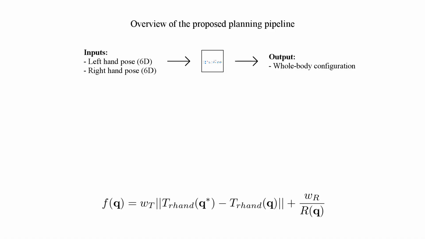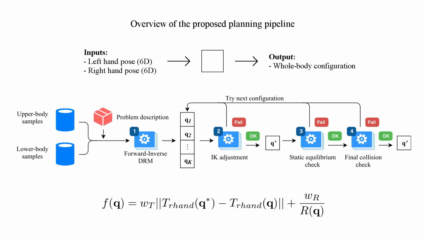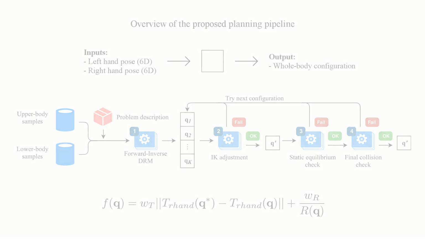Our planning pipeline can be portrayed as a self-contained tool that outputs a whole-body configuration when a pose for both left and right hands are queried. In more detail, the pipeline consists of 4 main stages. At the time of a request, the first stage filters the datasets and recombines them to produce a list of whole-body candidates, sorted according to the cost function f. Later, the candidates are examined until a feasible solution is found or the list is exhausted.